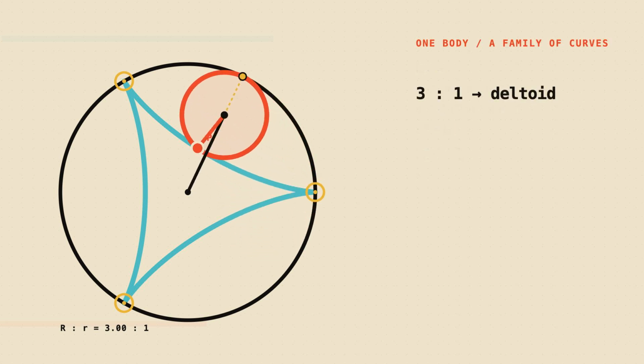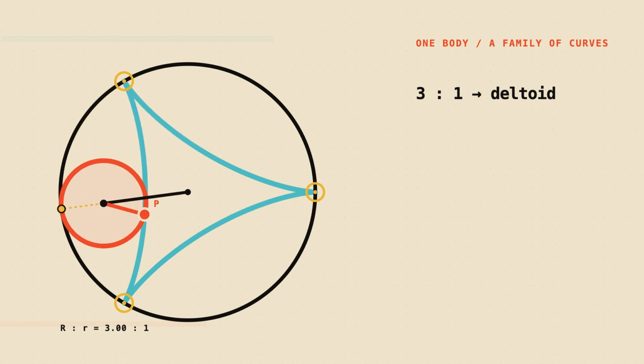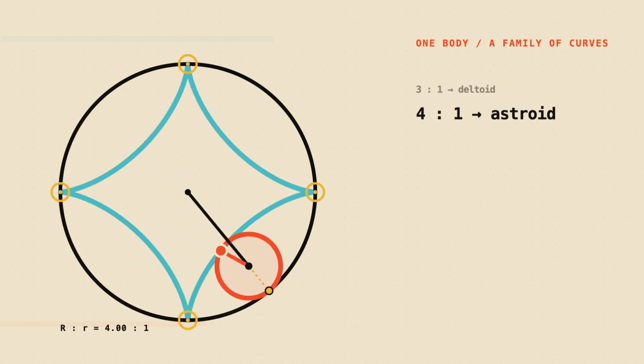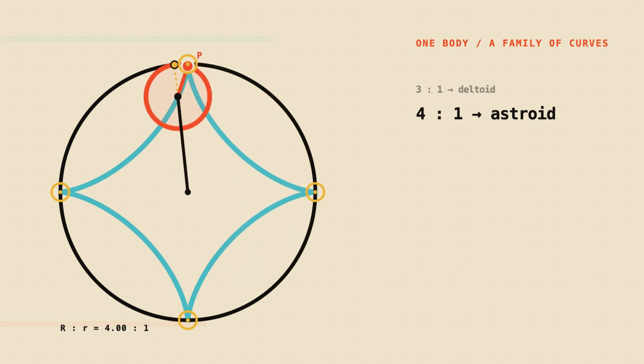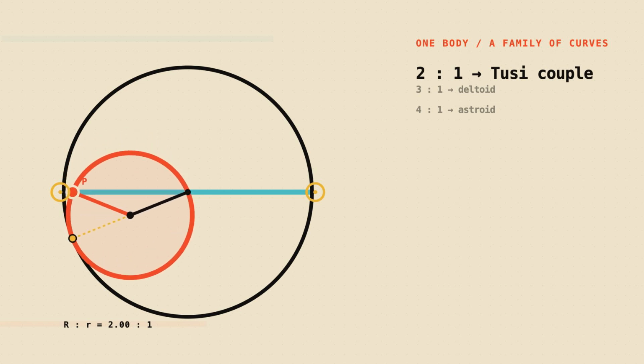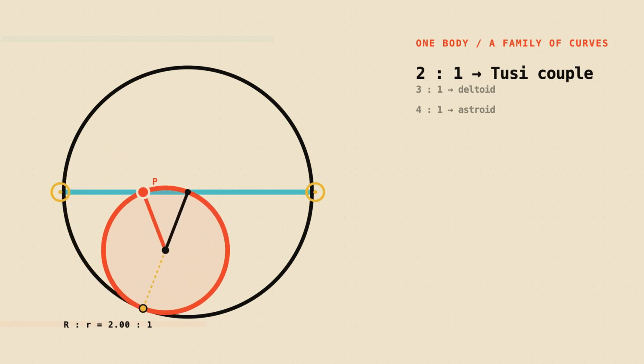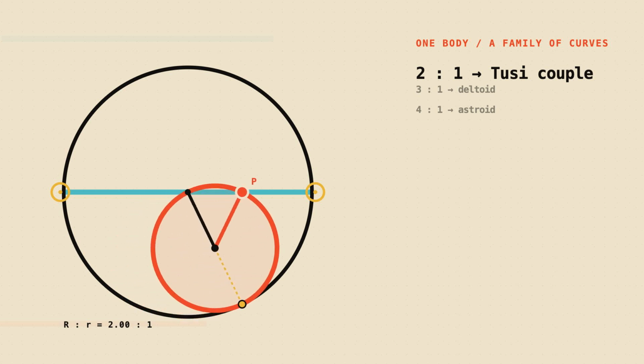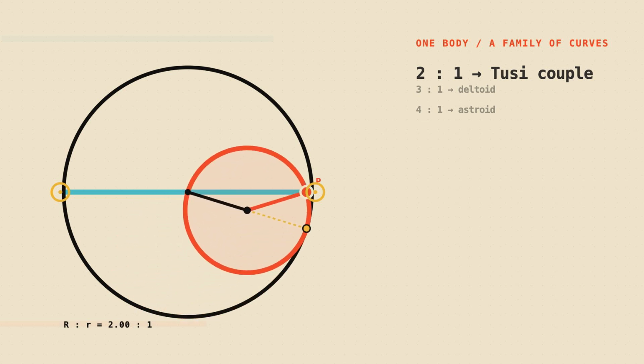At 3 to 1, the tracer draws a 3-cusped deltoid. At 4 to 1, it draws a 4-cusped astroid. At 2 to 1, there are only 2 opposite contacts. The 2 branches retrace the same diameter, producing the degenerate line segment, the 2-cusped case.